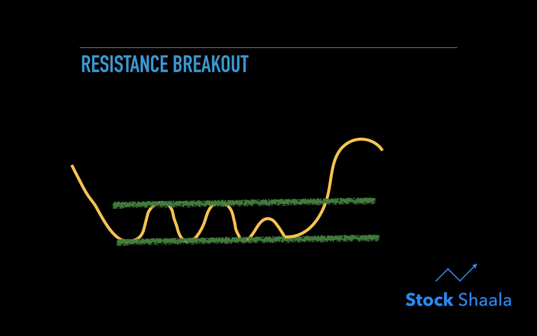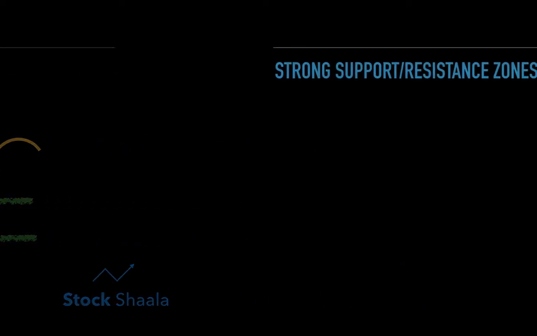So if you bring the ball back up to the floor above, what was ceiling now becomes a new floor. The analogy works here as well. So on the way up, when a resistance is broken, the resistance level becomes the new support zone.